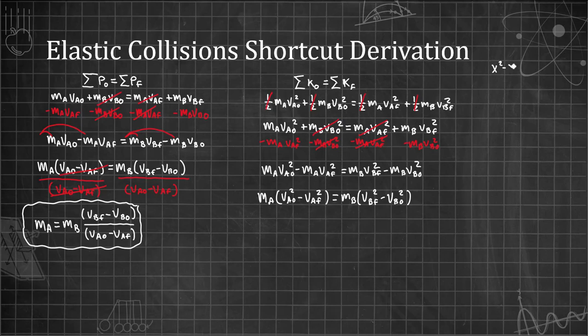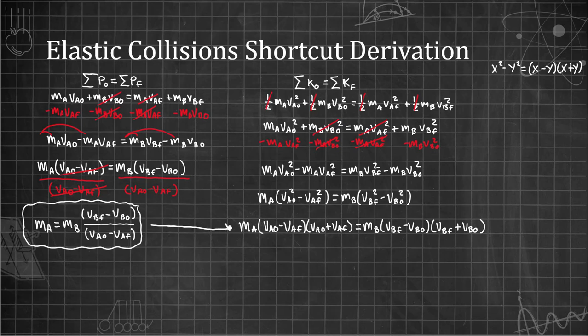What we get is an expression where ma and mb are both multiplied by the difference of two squares. If we look at this as x squared minus y squared, we can factor that into x minus y multiplied by x plus y. We can apply the same concept to va initial minus va final, so on the left-hand side we get the mass of A multiplied by the parentheses statement va initial minus va final, multiplied by a new parentheses statement, va initial plus va final. On the right-hand side, we get something very similar, just with vb final and vb initial instead of va.